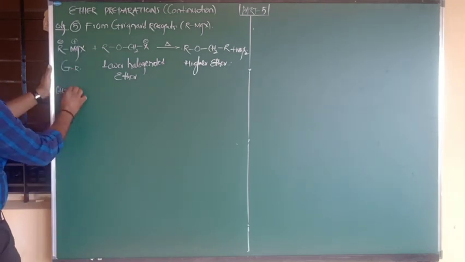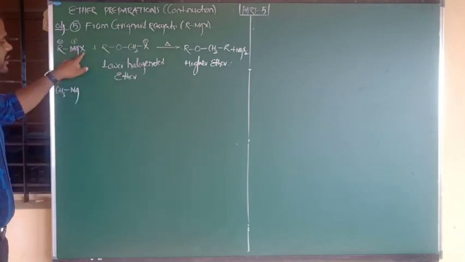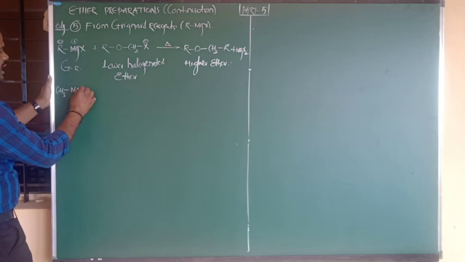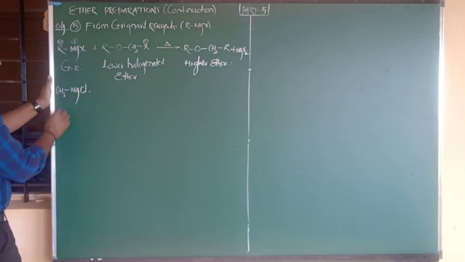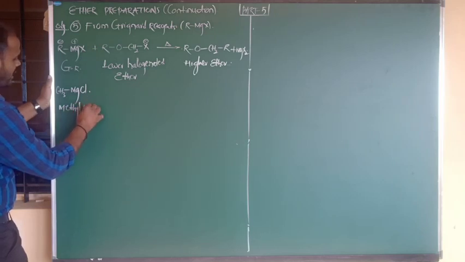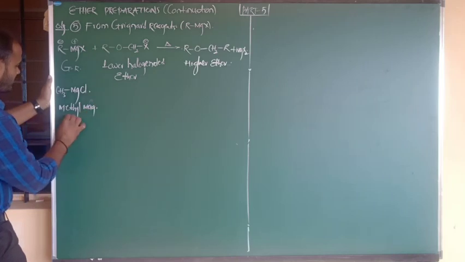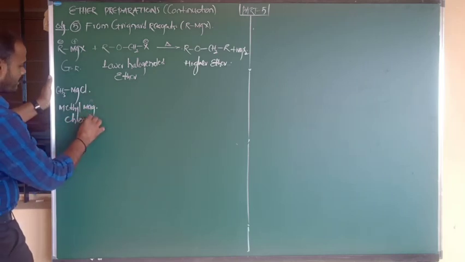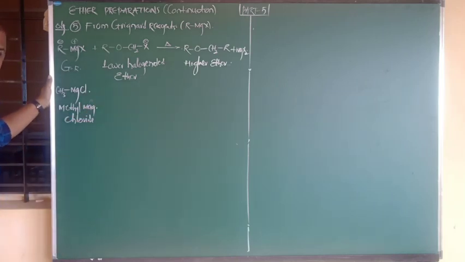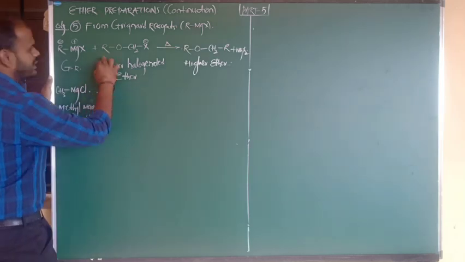Let me write one example. In place of R, I am going to write CH3. CH3 bonded to Mg, and here what atom is there, beta? X, that is nothing but halogen. Here we can write Cl. So what is the name of this compound? The name of this compound is methyl magnesium what, beta? Chloride. Methyl magnesium chloride.